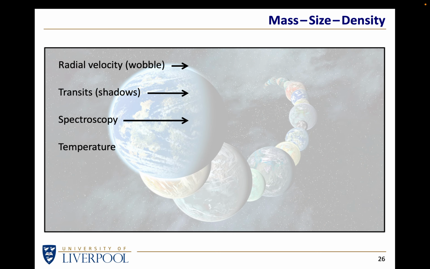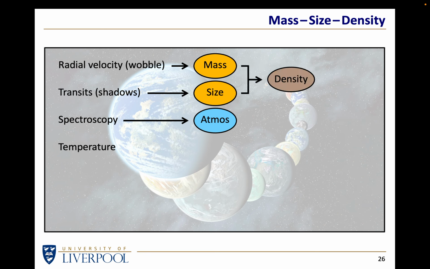So if we're lucky enough to be able to use more than one technique to see an exoplanet, radial velocity gives us the mass, transits give us the size, and if we can look at the spectrum, we can also get information about the atmosphere, if there is an atmosphere of the planet. But with mass and size, if we can identify a given planet and find its mass and find its size, then in combination, we can find its density, which is just one divided by the other.